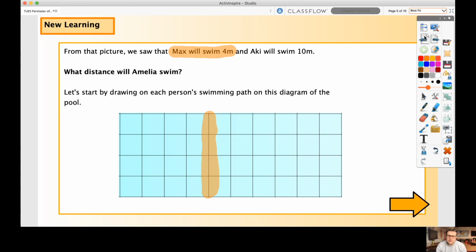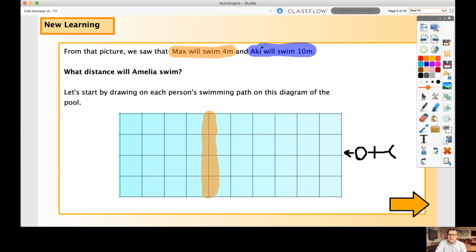Now, this is confusing because when I did length and width last week, I thought that length was always this way and width was always this way. But you've got to imagine that there's a person stood here looking at them. If this person is stood here and they are looking out at the pool in that direction, that is going to be the width and that's going to be the length, okay? So Max is swimming the width. We've drawn that on. It's orange, 4 meters.